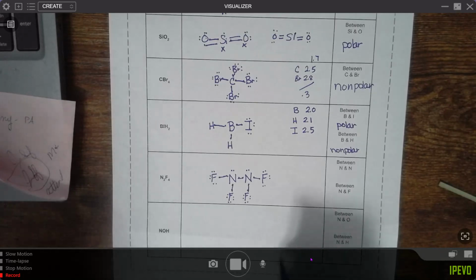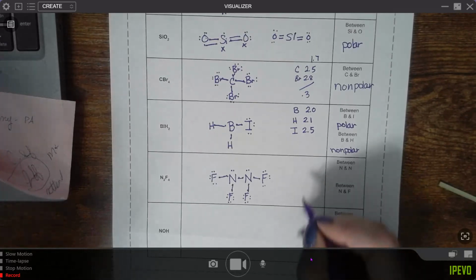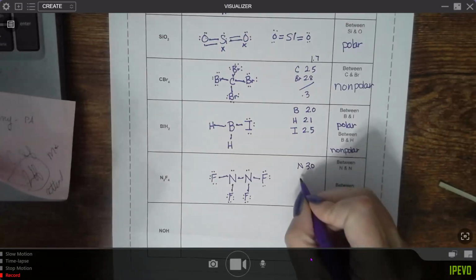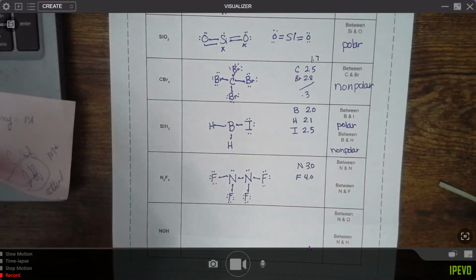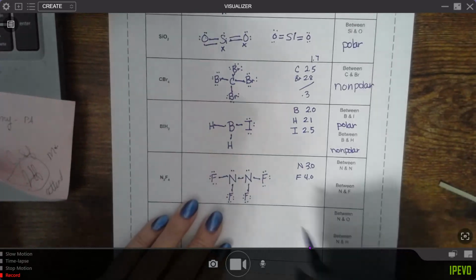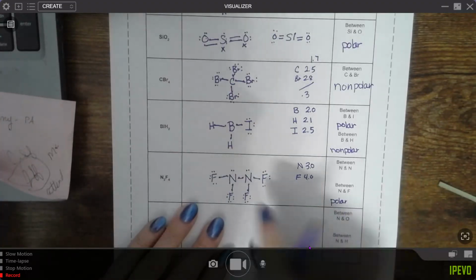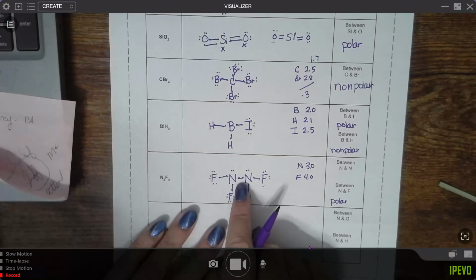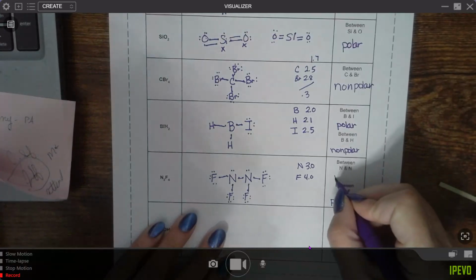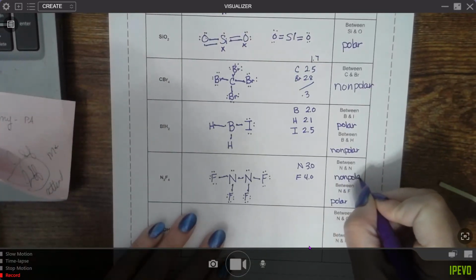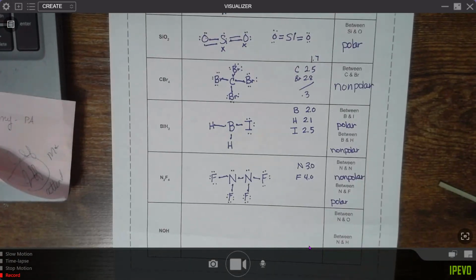And then for polarity, we're looking at nitrogen is 3.0 and fluorine is 4.0. So nitrogen-fluorine is a difference of 1, so that's going to be polar. And then we have this nitrogen-nitrogen bond, which is going to be nonpolar, because when you have the same atom, the electronegativity is the same, so it would be nonpolar. Okay, one more.